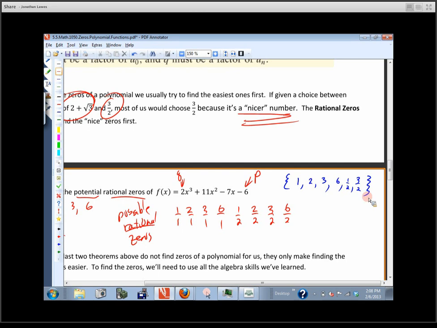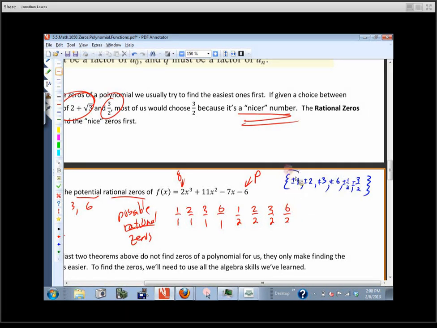The only thing I need to do, remember how we ignored the fact that this was negative and this was positive? Whether it's positive or negative doesn't matter. 1 would go into 6, and so would -1. So we just put a plus or minus in front of every one of those, and we're done. That's it.